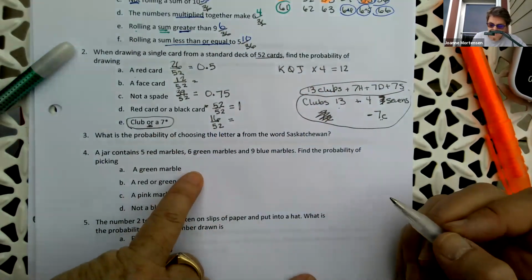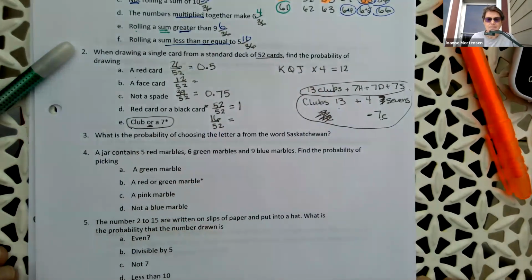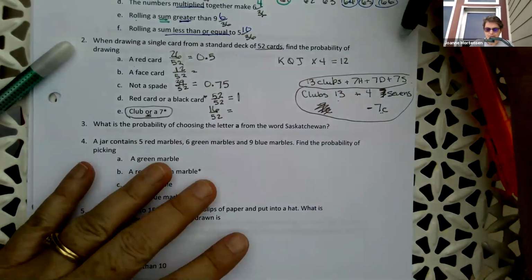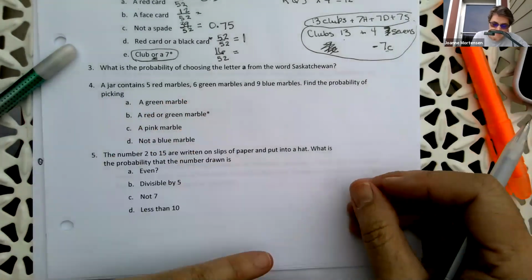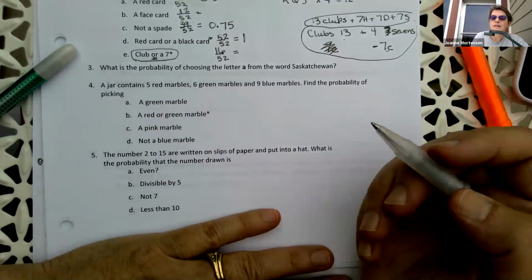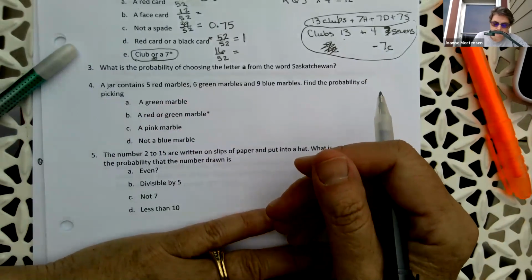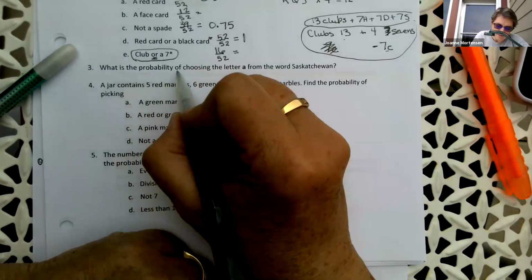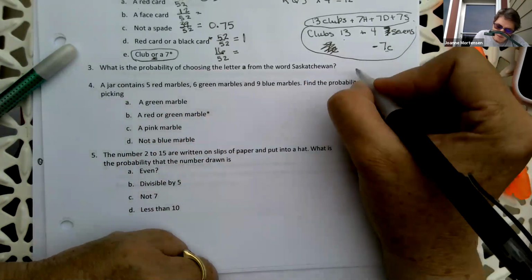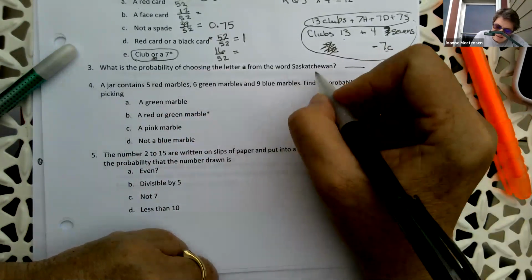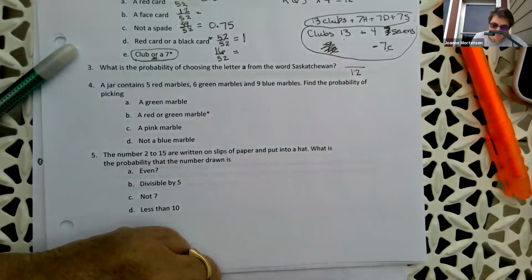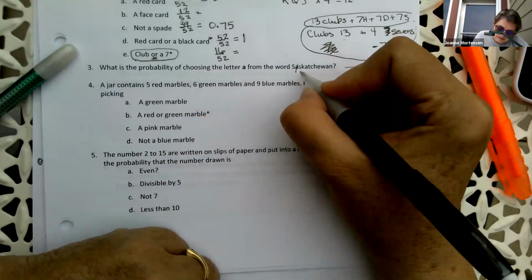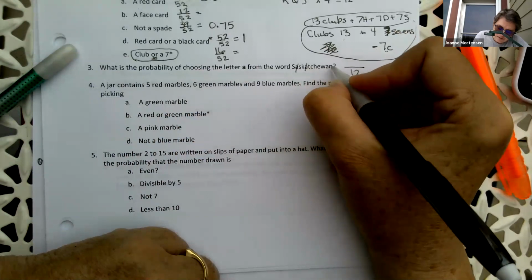All right. I am really regretting squishing this on this page so much, but we need practice. Okay, probability of choosing the letter A from the word Saskatchewan. So Saskatchewan has 12 letters. I know that because I just finished doing the previous video. Now there's 1, 2, 3.